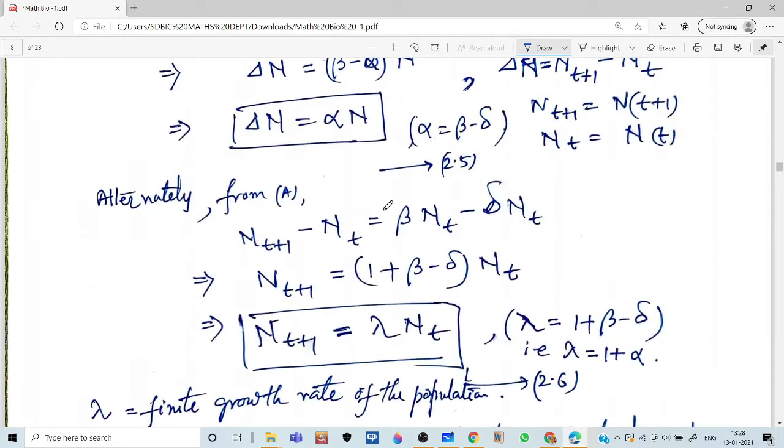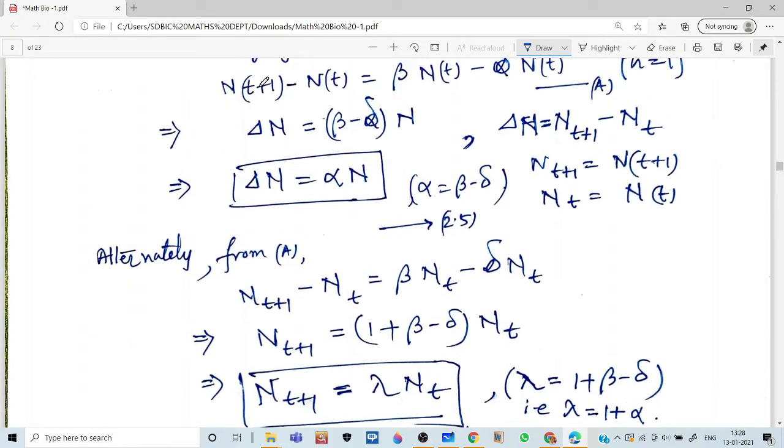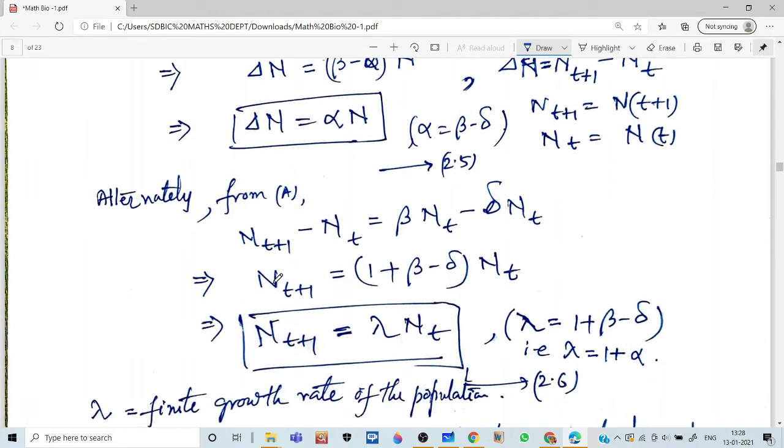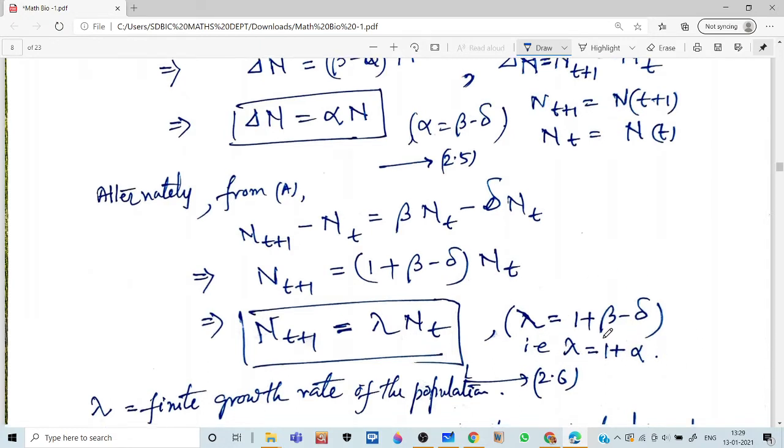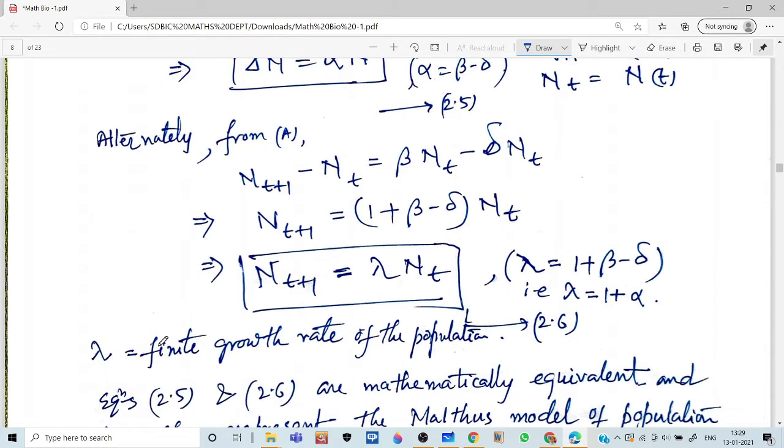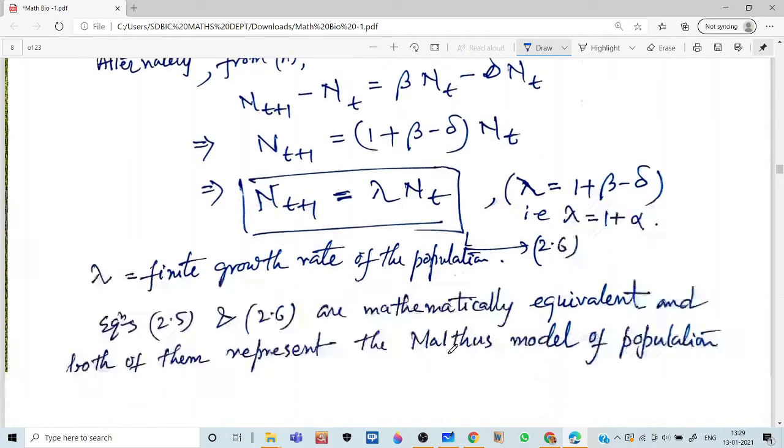This is equation 2.5. Also, n(t+1) minus n(t) is equal to beta n(t) minus delta n(t). That is, n(t+1) is equal to 1 plus beta minus delta, times n(t). This is called lambda. So lambda is equal to 1 plus beta minus delta, so lambda is equal to 1 plus alpha. This lambda is called the finite growth rate of the population.